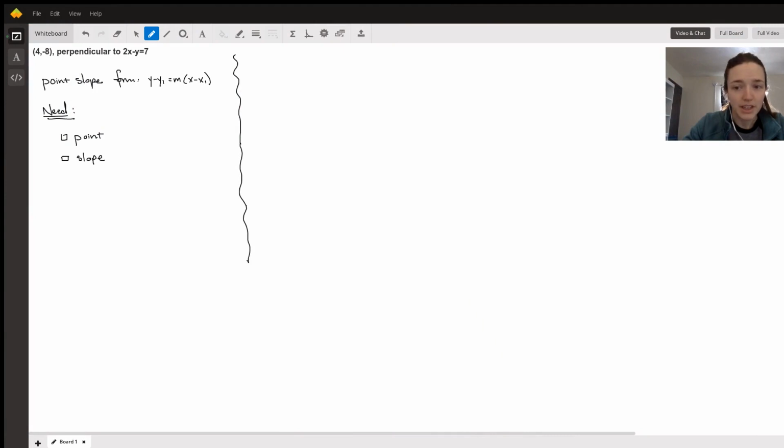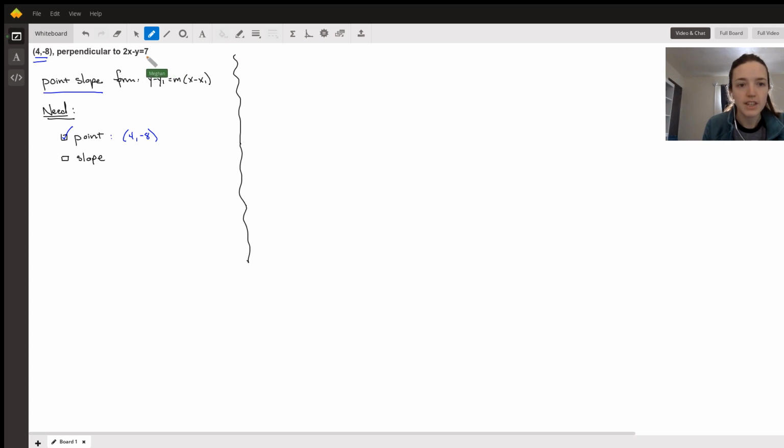Usually when I have to write the equation of a line, I start by writing it in point-slope form because it's the simplest. Literally all you need is a point and a slope. So I just made ourselves a little checklist. We need both a point and a slope in order to write the equation of this line. Now luckily they already gave us the points, so we have that done. The point we're going to use is 4, -8. Now all we need to do is find the slope.